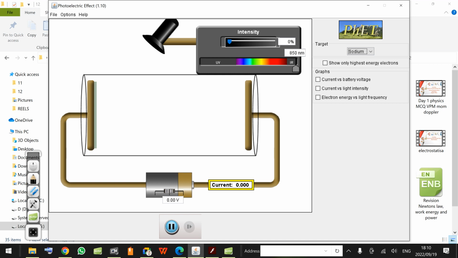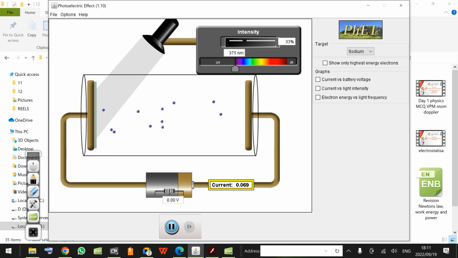Anyway, check this. Do you see just below here? It says current is what? 0.00. We are not producing any current. Why? We're not even shining any light. Let me just quickly demonstrate to you. I'll come back to this. I'm going to shine. I want a high energy light.